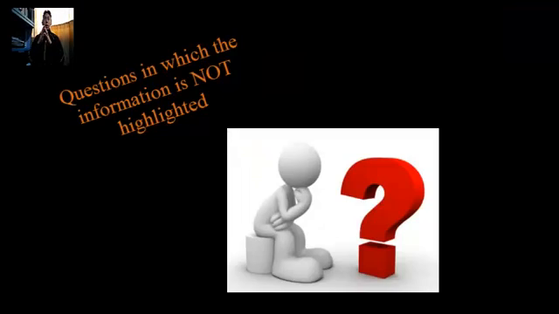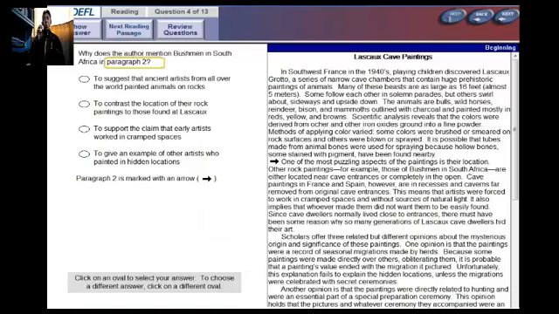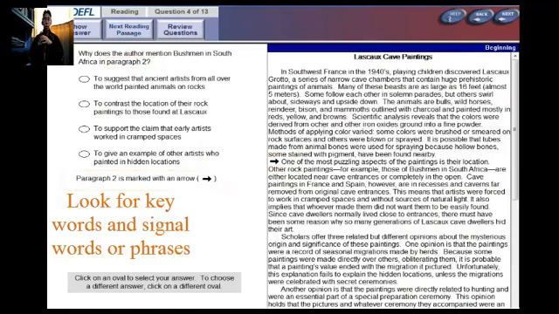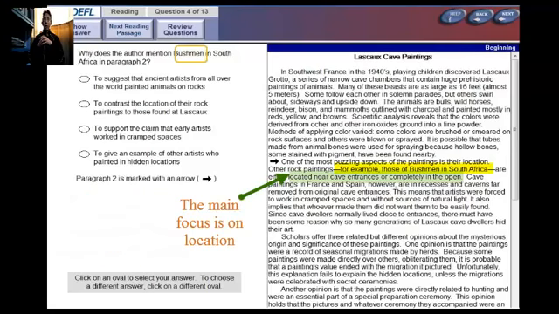Now, it is time to analyze the questions in which the information is not highlighted. Like in the previous case, the questions tell you where to look for the answer. The first step is to look for keywords. In this case, we will look for Bushman. Once it is found, you have to read the paragraph. In this example, you can see a contrast between the rock and the Lascaux paintings.